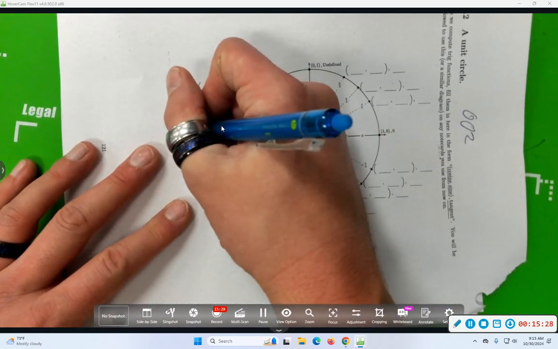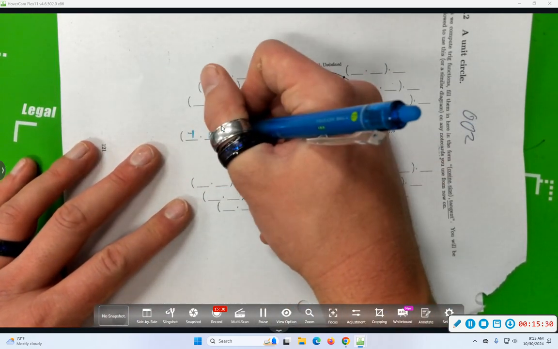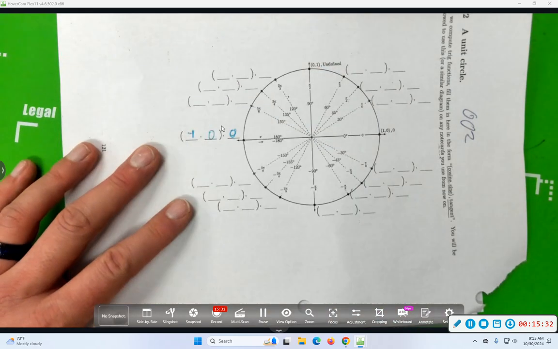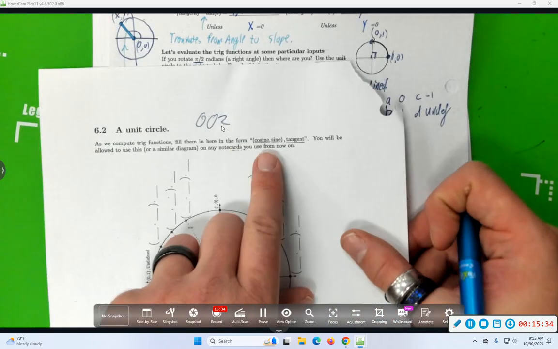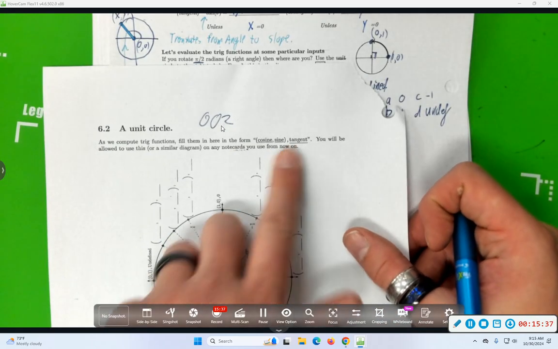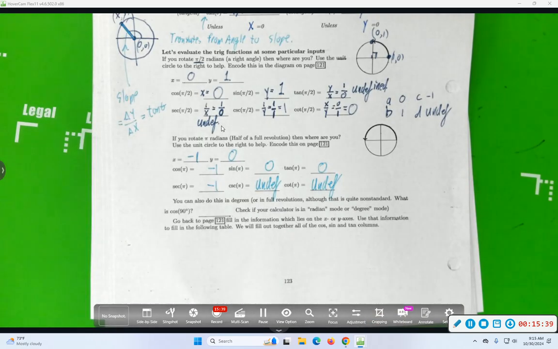Okay, so -1, 0, tangent was 0. And all of these are of the form cosine, then sine, then tangent. So let's make a quick double check. Let's see if your calculator agrees with this computation.